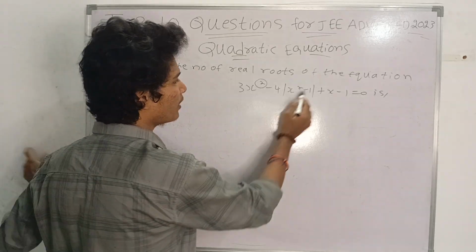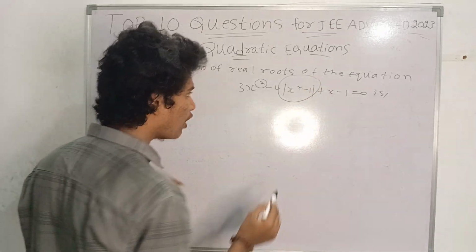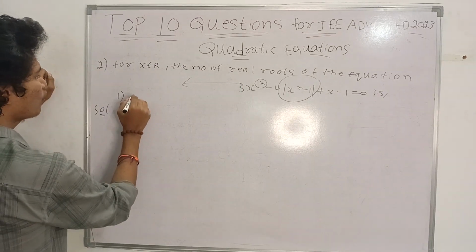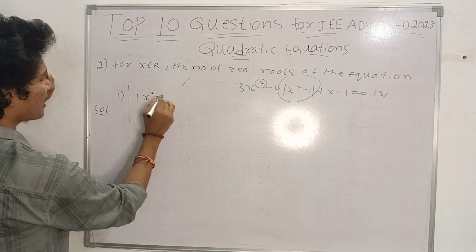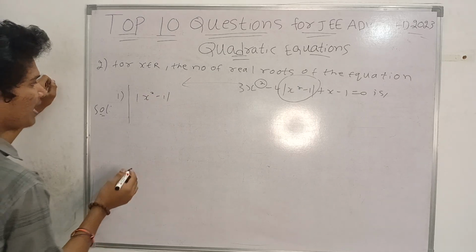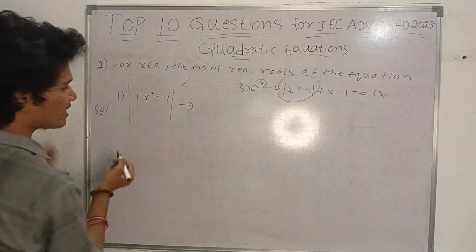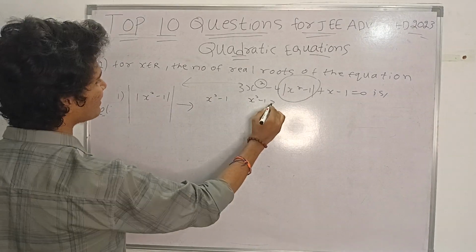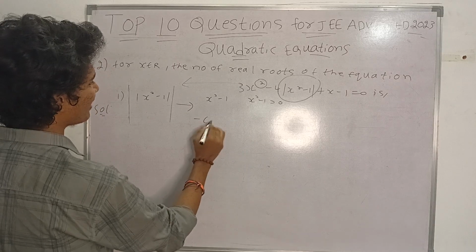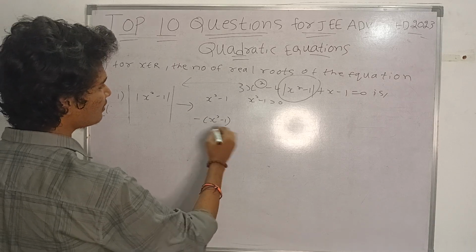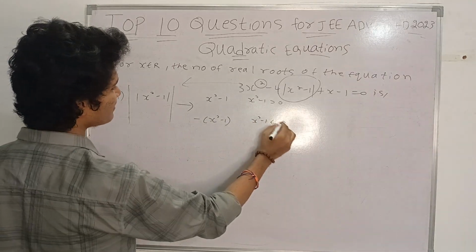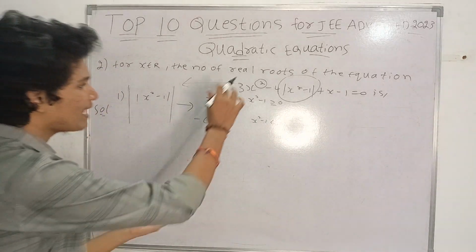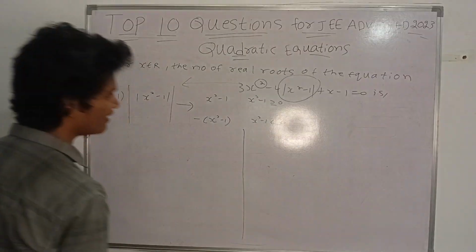But what is the twist here? They gave a modulus function. So now we have to work on this. Firstly, what we have to do? We have to understand the function mod x square minus 1, how this is behaving. This mod x square minus 1 is behaving as x square minus 1 when x square minus 1 is greater than 0, and it is behaving as minus of x square minus 1 when x square minus 1 is less than 0. We can write greater than or equal to 0 easily. So we have to apply these two conditions. So there are two conditions generated.